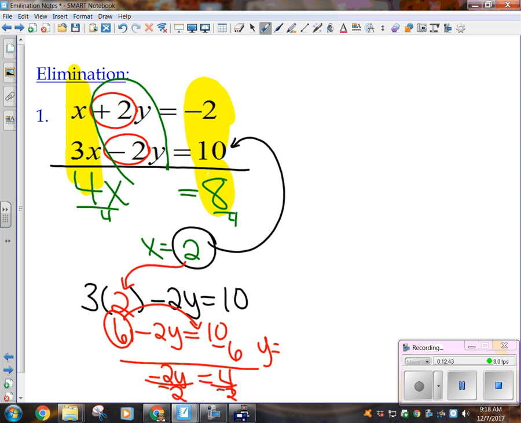What's positive 4 divided by negative 2? Negative 2. So my answer in parentheses, which one comes first? Should be the x and the, what's my answer? 2, negative 2.